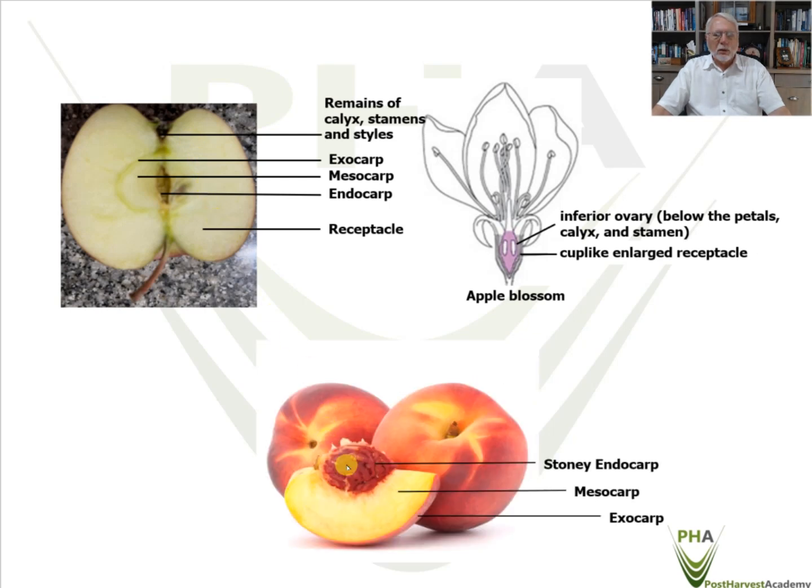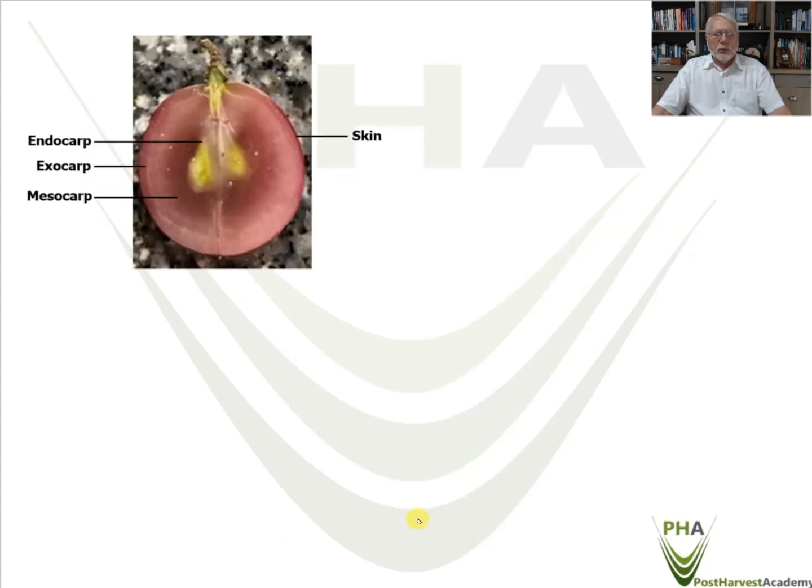In peaches, the hard part of the stone is the endocarp. The mesocarp forms the edible part of the fruit, and the exocarp the peel of the fruit. In grapes, similar to peaches, the exocarp is the outer part of the fruit. The endocarp is this membrane that surrounds the seed, and the mesocarp is the main body of the fruit.